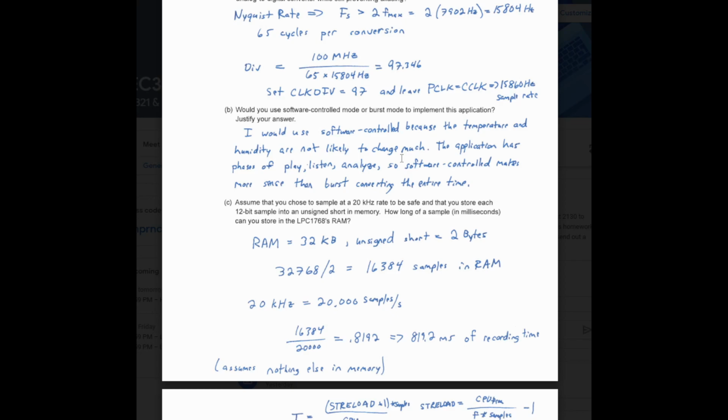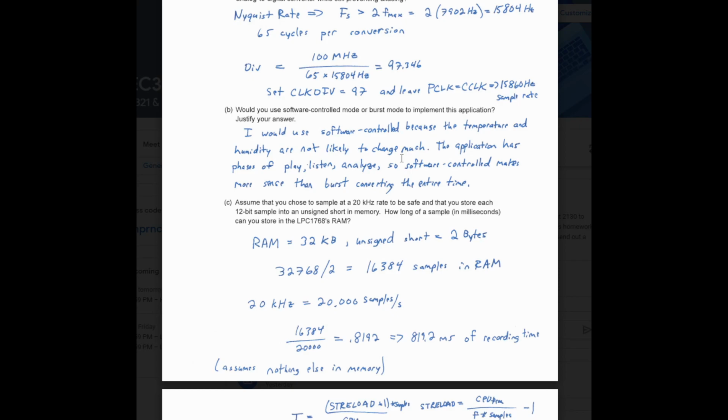I said software controlled mode because for something like this, you're likely just going to check the temperature and humidity once or very infrequently. So software controlled works well for those because you can do it as part of the application when it starts up, read those sensors, and record that value.